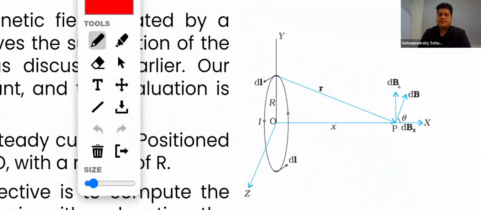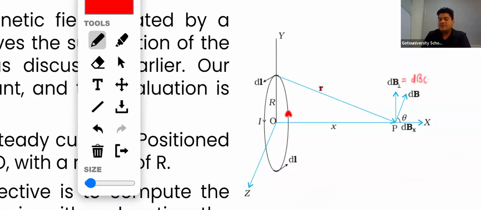Check. Current is flowing in this wire. At distance r, there will be a magnetic field. This magnetic field dB can be resolved into two components. This perpendicular component can be named dB. This is theta. If I say this is phi, this will be 90 minus phi, right? Because this entire angle is 90 degrees.